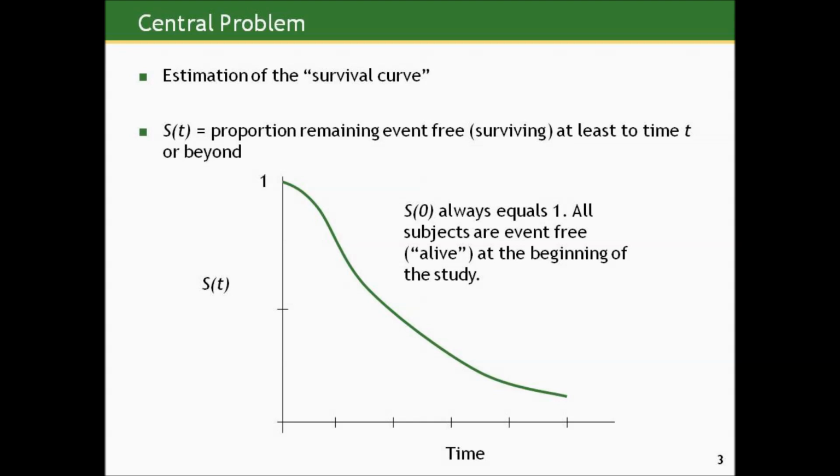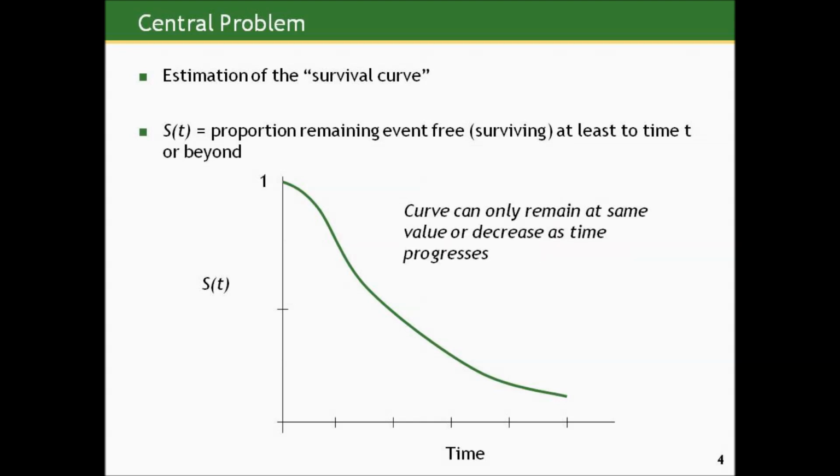The only way we can do these studies looking at time to event is to start with a bunch of people who have not yet had the event. So they all have to be event-free at time 0. So S of t at t equal to 0 is always 1. The curve always starts at 1 at time 0. All subjects are event-free at the beginning of the study. And from there on in, it can only remain at the same value or decrease as time progresses. So it can only stay at 1 or go lower.